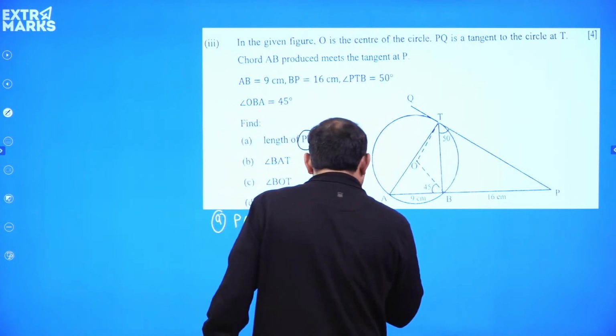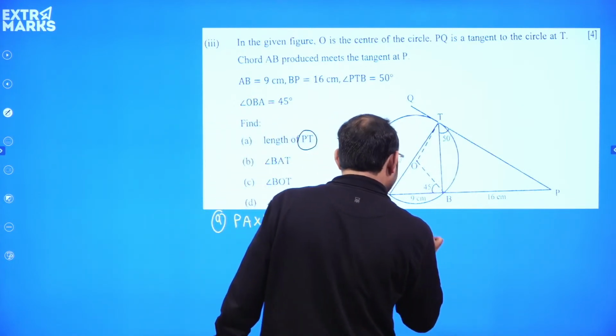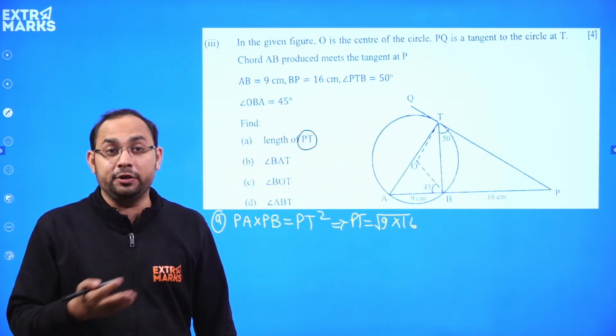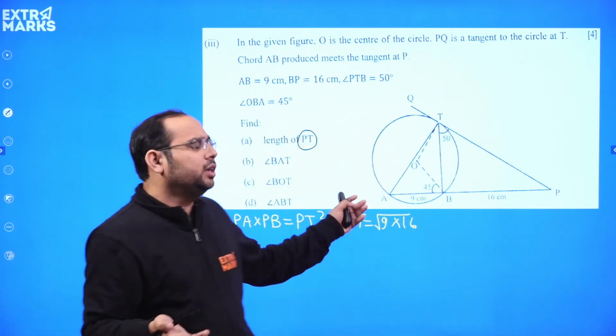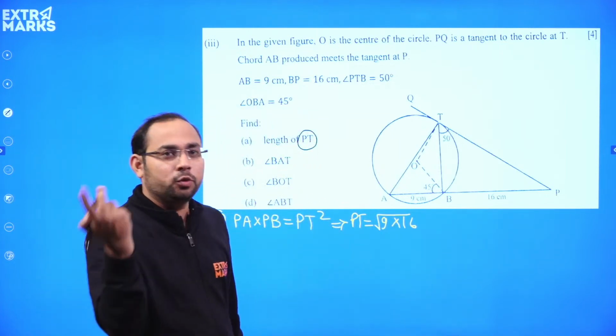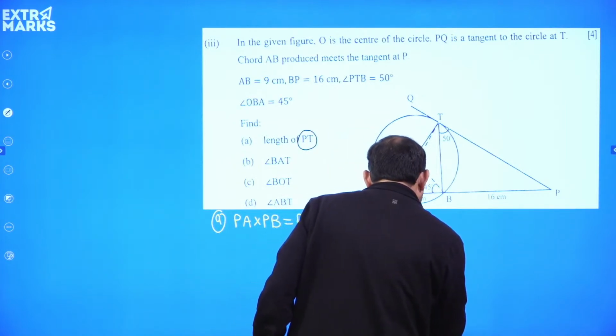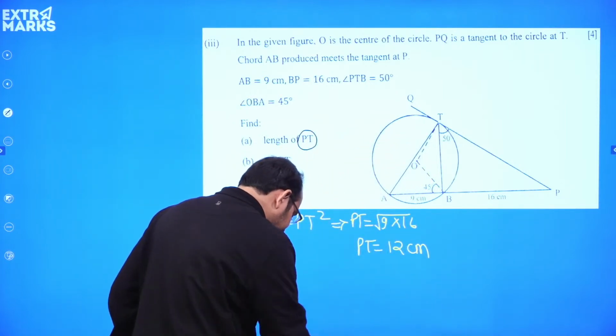So PT is equal to square root of 9 multiplied by 16. Luckily both 9 and 16 are perfect squares, so directly take their square roots. So 3 into 4, 12. Or 16 into 9, 144, and its square root is what? 12. So what is your PT coming out? PT is 12 centimeters.